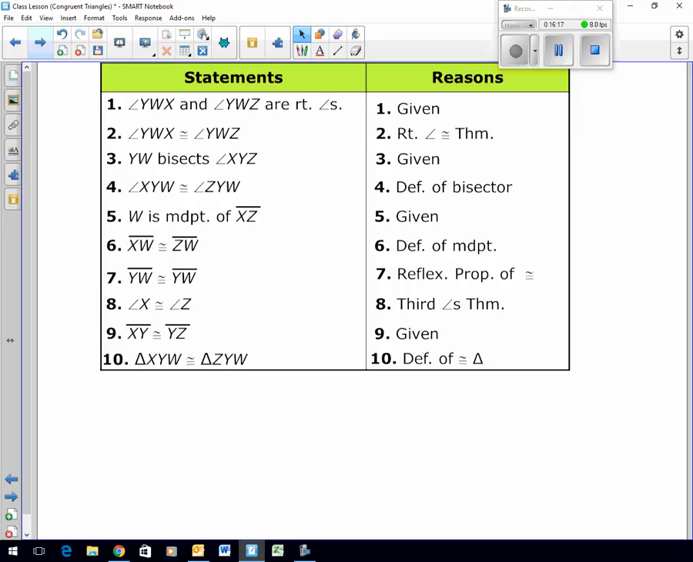I'd use another given step to talk about how YW serves as a bisector, which gives me my next step, that the angles that are being bisected are congruent to each other. Get another given statement. Scarborough, are you getting all this? To tell me that the two segments that are a result of the midpoint are congruent to each other. Talked about reflexive property. Talked about third angle theorem. Talked about a last given statement. If all of the angles are congruent, all the sides are congruent, the two triangles are congruent to each other.